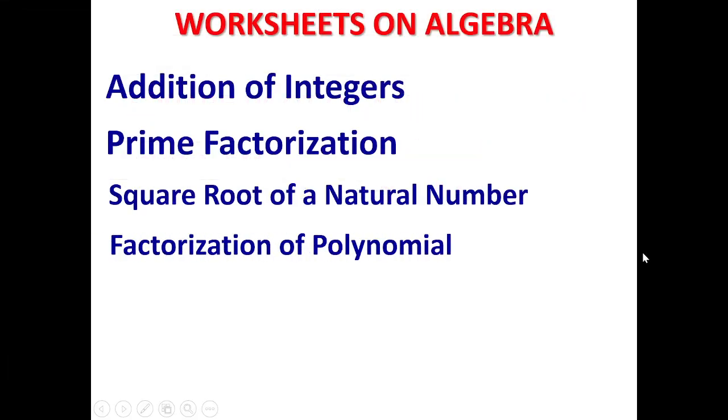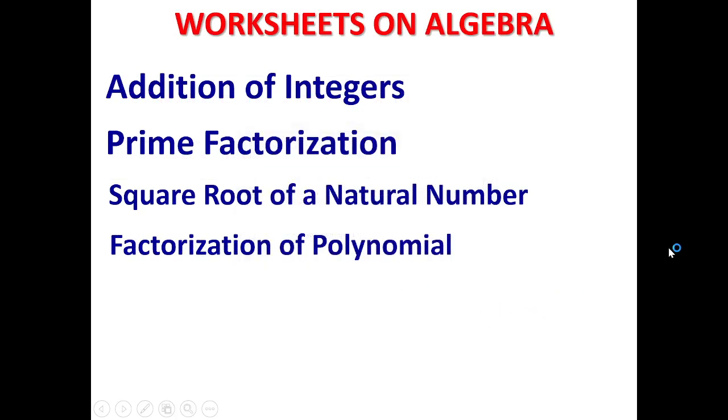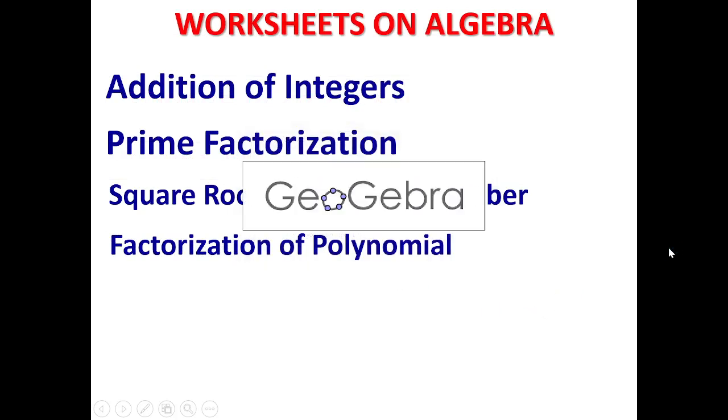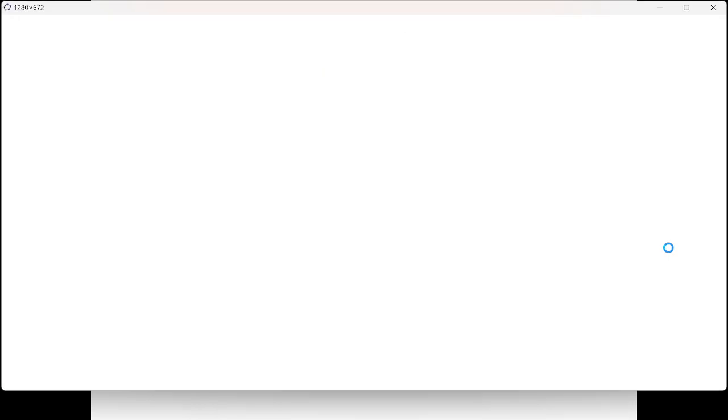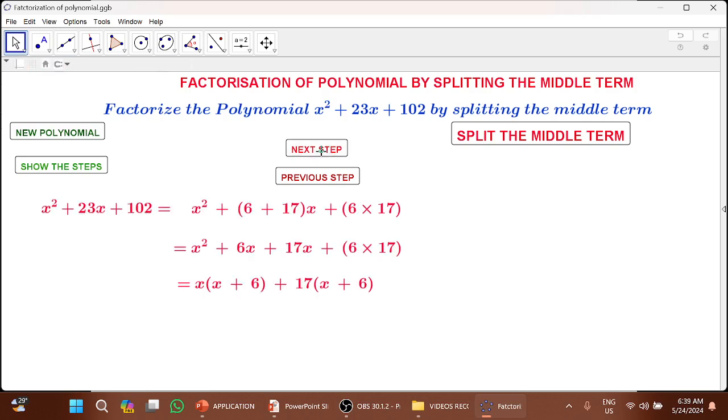Well, I move on to the factorization of polynomial. Highly interesting, because factorization of polynomial is not only helpful in the lower classes; when they come to 12th standard also, they have to factorize a quadratic equation so that they can get the values. And you see here, whenever you click, it gives you a new polynomial. After the child is done, they can click the next step, and they can get the answer.